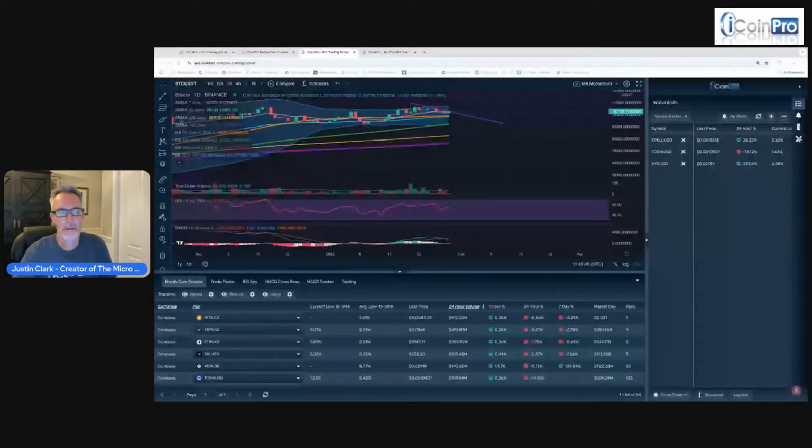All right. Let me take a look at what's happening here. I'm going to go ahead and screen share with everybody. We're going to look at a chart setup that we use here at iCoinPro for long-term trend, zooming out to really look at where a coin or an asset is, and take a look at the bigger picture of it. It's called the MA momentum. It stands for moving average momentum.